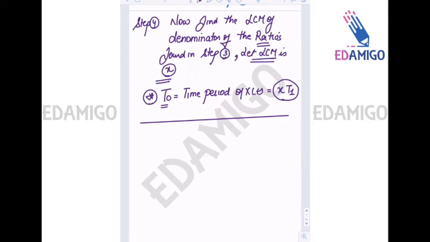Okay. Now let's look at the question given to us. F(t) is equal to 1 plus 2 cos pi t plus 3 sine 2 pi by 3 t plus 4 cos. Let me write it now in one single line so that things are easier.